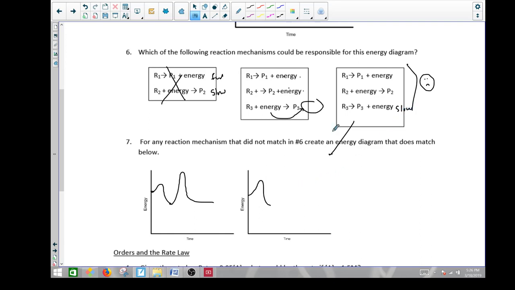All right, the second one is endothermic, so I want to just do this. And the third one is exothermic, but it needs a high peak. Oh, a little higher than that first one. There we go. All right.